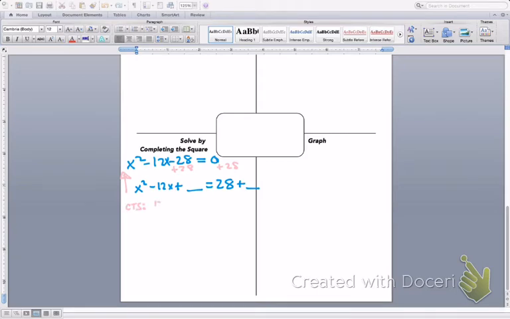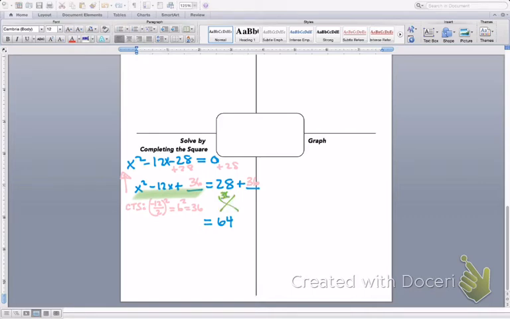Remember, I take the middle number and I divide it by 2 and I square it. That's going to be 6 squared, which gives me 36. So the number that completes the square is 36 in this case. I'm going to add 36 to the left and to the right. Now I'm going to go ahead and simplify this. On the right side, I'm going to add the 28 and the 36. That is going to give me 64. On the left side, I'm going to take this trinomial and I'm going to factor it. Again, I'll write out my x factor here.